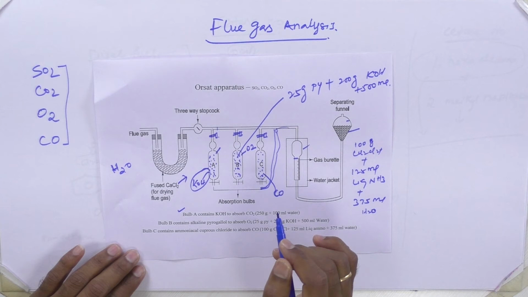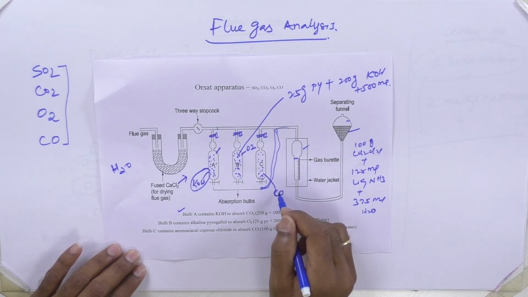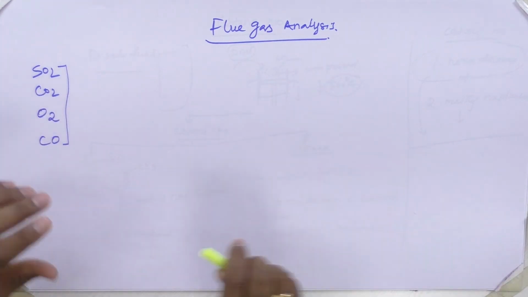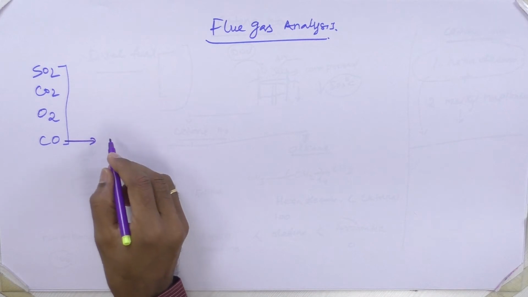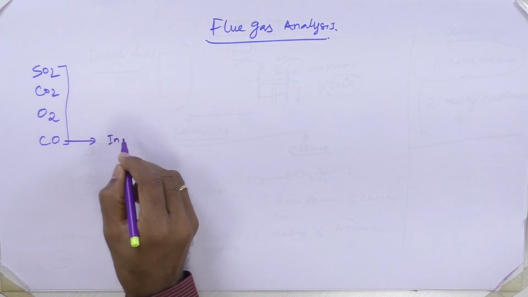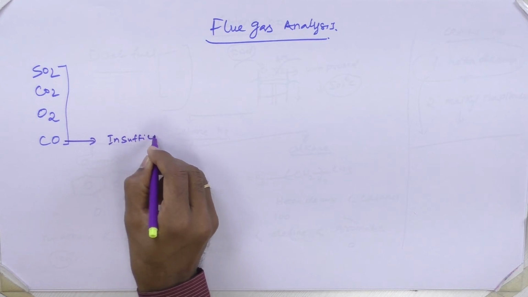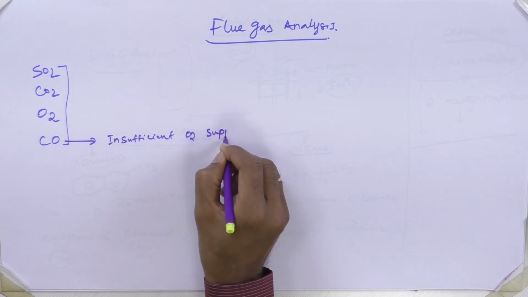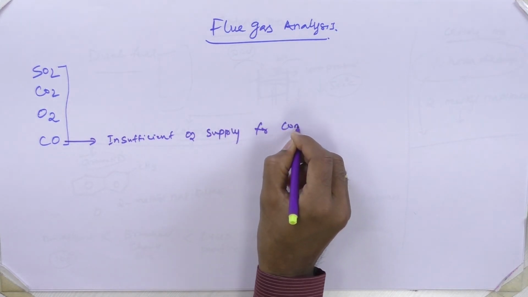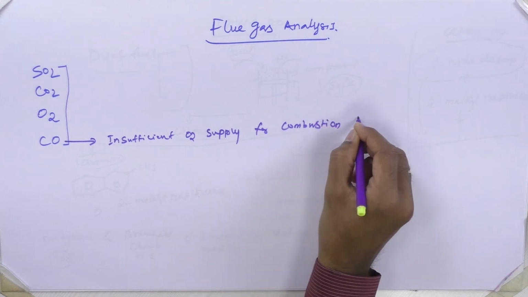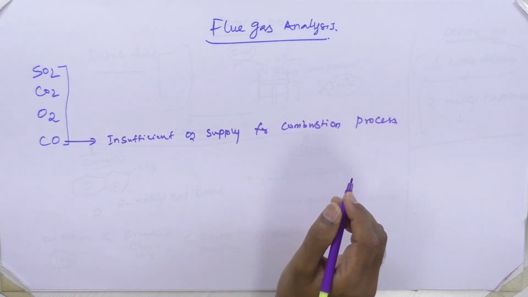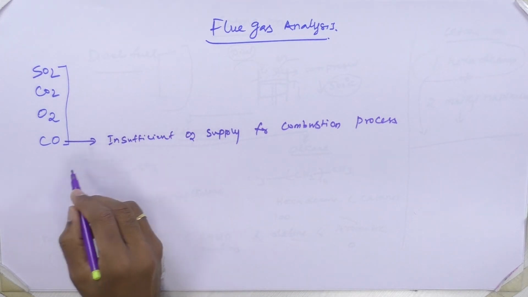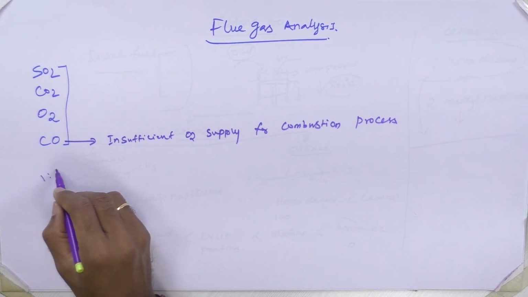When you look at the flue gas material, if it is found to have more CO molecules, we can claim that it indicates insufficient O2 supply for the combustion process. Therefore, we have to supply a sufficient amount of oxygen to the combustion process. When you take an IC engine, the air fuel ratio must be in the range of 1:17.